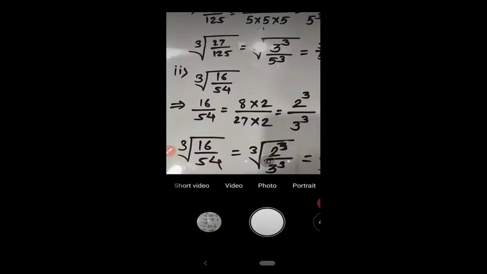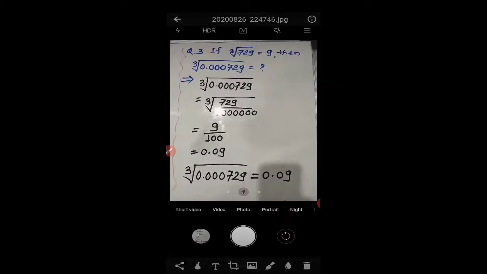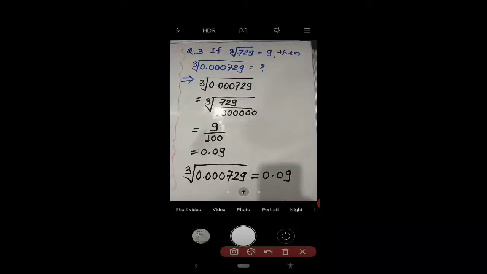Now come across question number 3. What is question number 3? If the cube root of 729 is 9, then the cube root of 0.000729 is equal to how much? Means we have to find the cube root of this number.